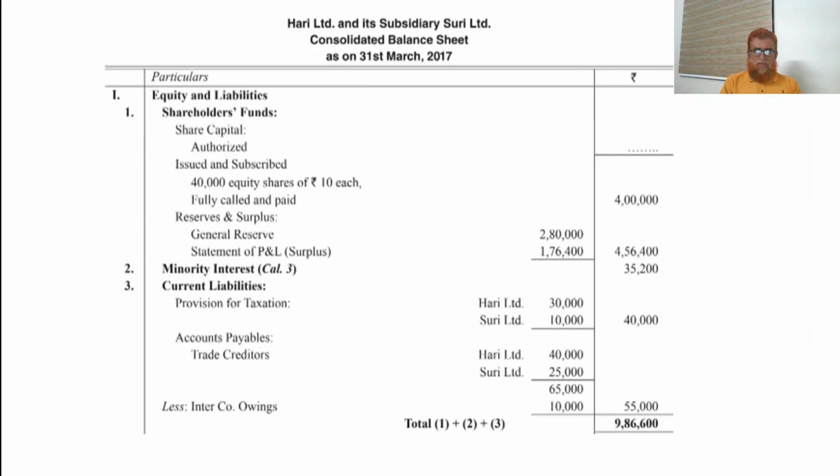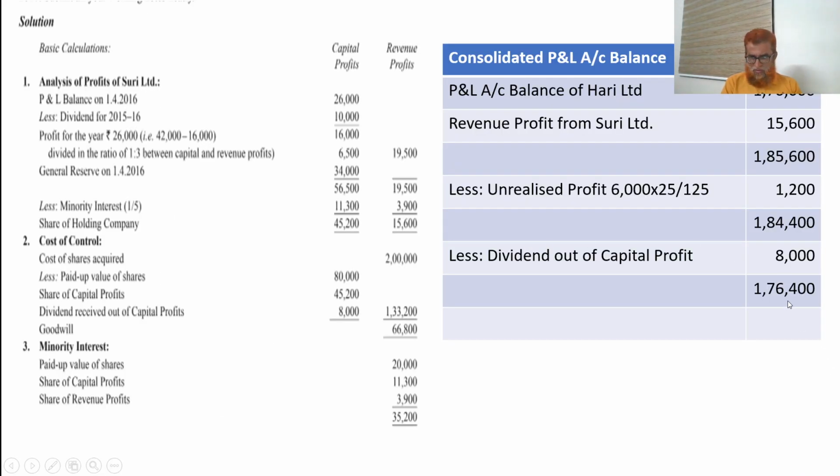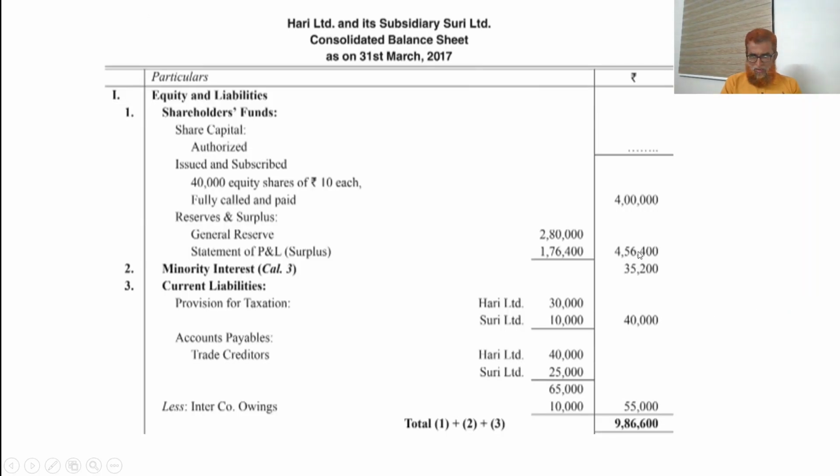Now we will prepare the balance sheet. This is very simple. Shareholders fund, all these details. Then Hari Limited's capital as given in the balance sheet, 4 lakh. Reserves and surplus, general reserve of Hari Limited as given in the balance sheet. You check the balance sheet, 2,80,000. Statement of profit and loss as just now we have calculated, 1,76,400. This amount is written here. So this one 4,56,400. Then minority interest 35,200. You can write it separately or as part of the current liability. We have written it separately.